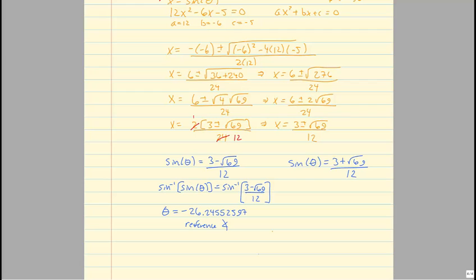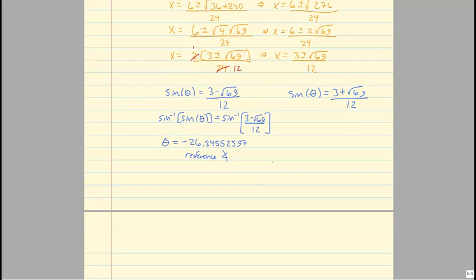Now if my sine is negative, because 3 minus the square root of 69 over 12 is negative, what I need to do is to figure out which quadrants that's in and then use that as my reference angle. Now this gets a little bit complicated, but it is kind of interesting and fun as well. So let's look at what we have here. So sine is negative because this value right here is less than 0. It's negative. So where is sine negative? It's negative in quadrant 3 and in quadrant 4.